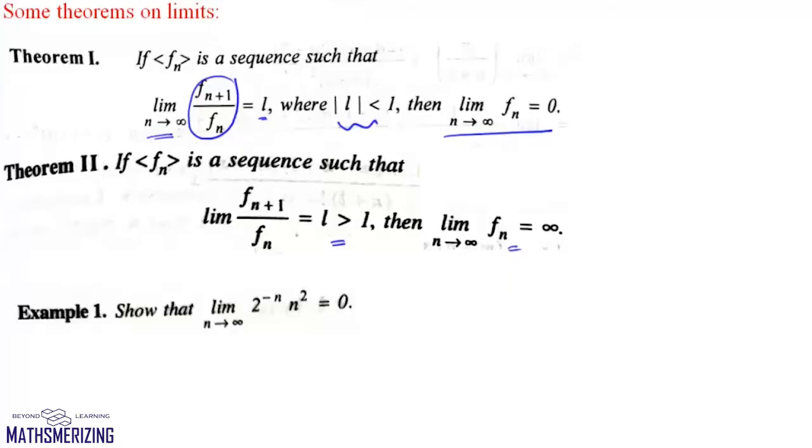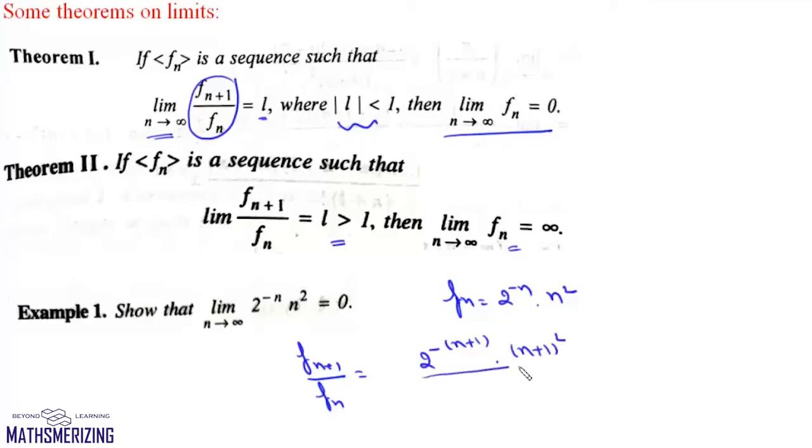Now let us take up an example. Say for example, show that the limit as n tends to infinity of 2 to the power minus n into n square is equal to 0. Now what we'll do is, we'll write fn as 2 to the power minus n into n square. Now fn+1 upon fn will be 2 to the power of minus (n+1) into (n+1) square upon 2 to the power minus n into n square.